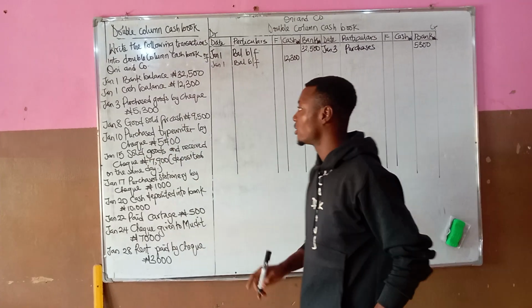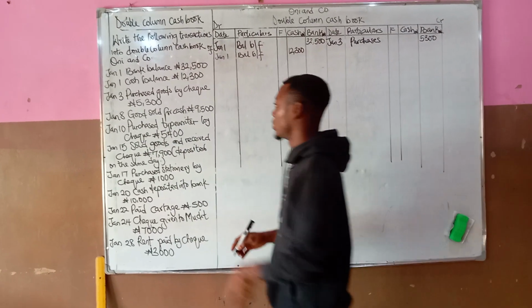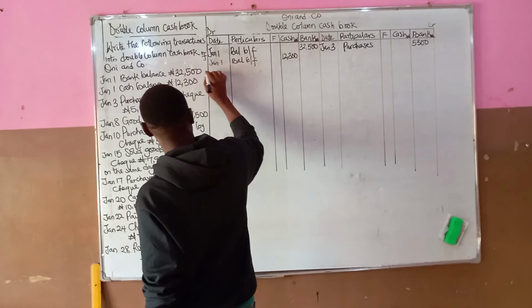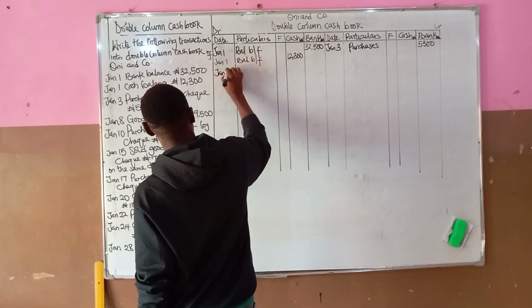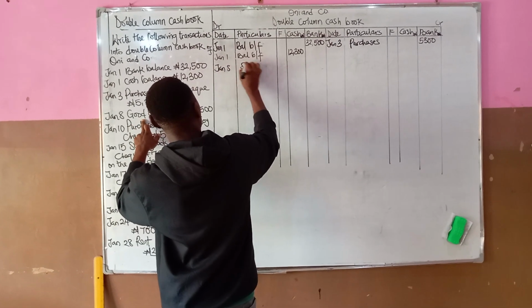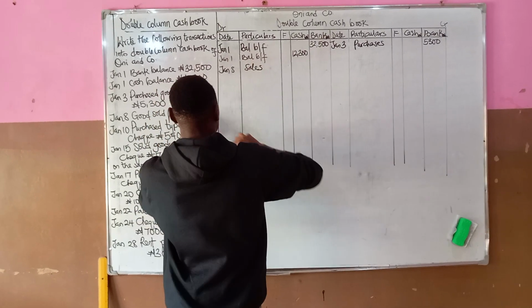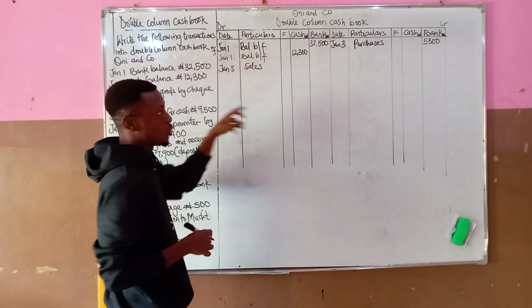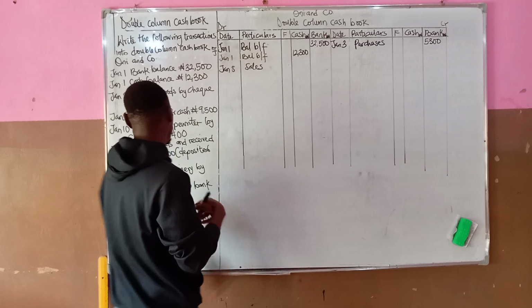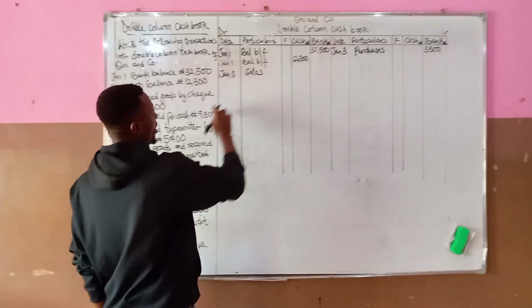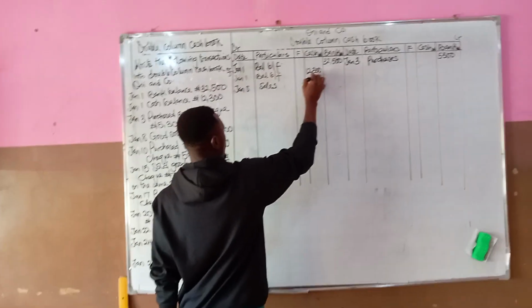Then January 8th, sold goods for cash. Now it's going to come under this place. January 8th, sales. And it says goods for what? Cash. That means it's going to go under what column? The cash column. So that brings us 9,500.